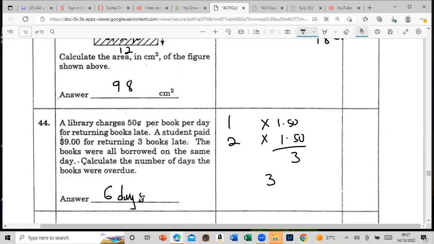Or you could simply say, since 1 day it takes $1.50, how many $1.50 in $9, and that's 6. Alright, so you can say 6 times this, gives me back the 9. So it's 6 days. Whichever way you want to look at it, alright guys.